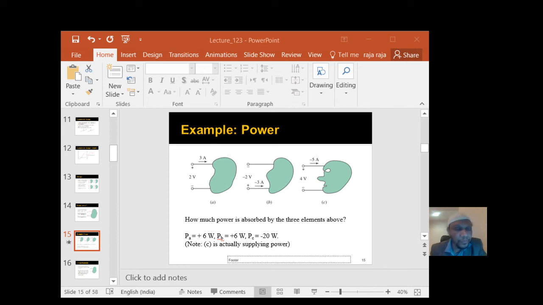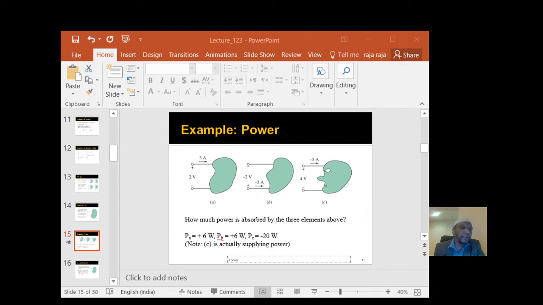So now how are we going to calculate the power of these three figures? Figure A, so how do we calculate? We know the formula is voltage multiply current, but very carefully, for the magnitude with the sign, the direction of the current.